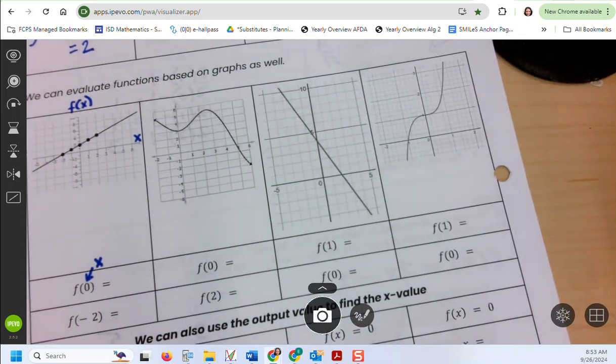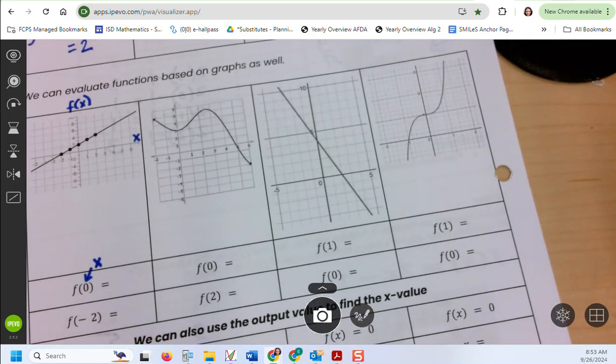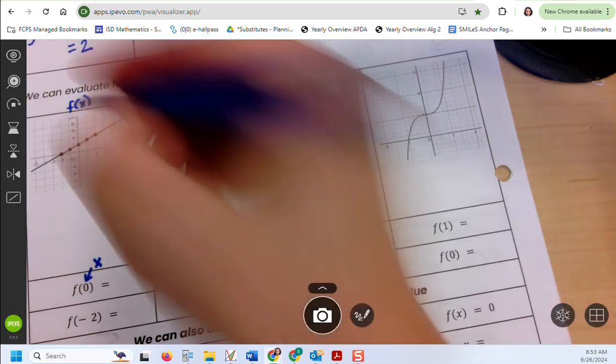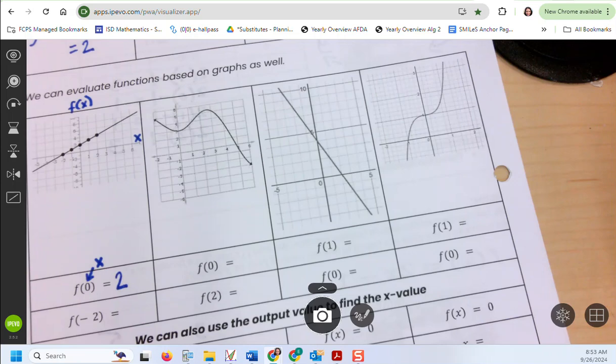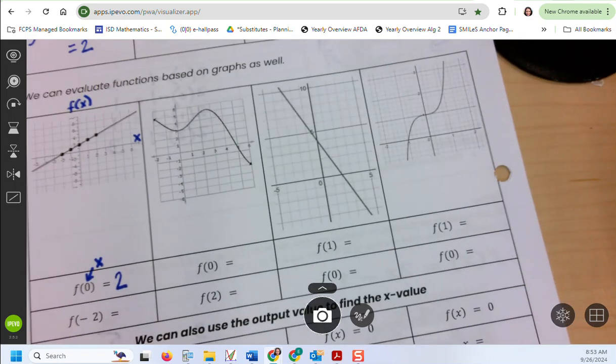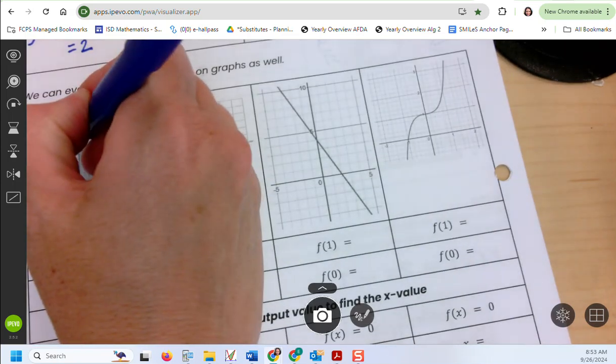Oh, it's counting by 2. Yeah, that box is 2. I can see it now. If you have bad eyesight like me, it might look like 1, but it is 2. All right, and that's because we were looking at this point right here.